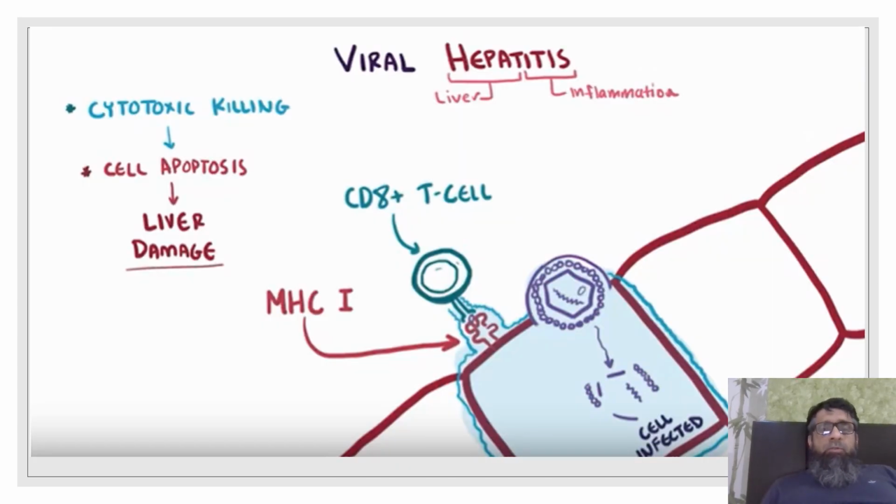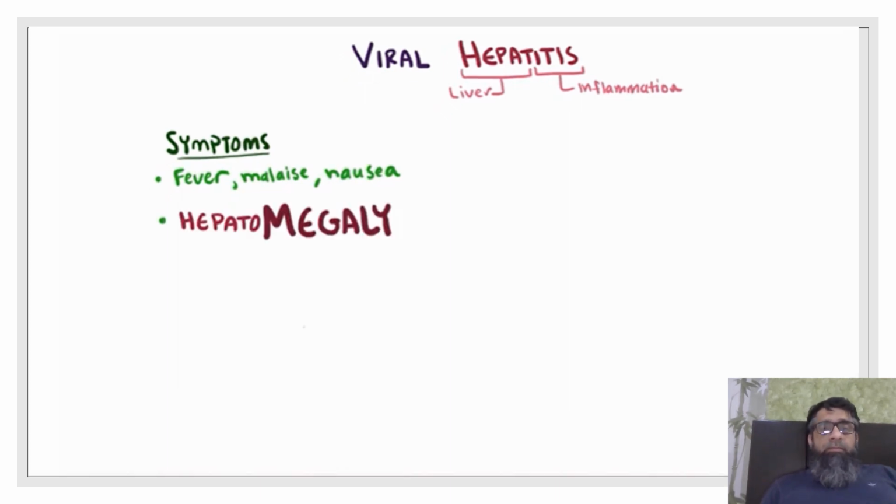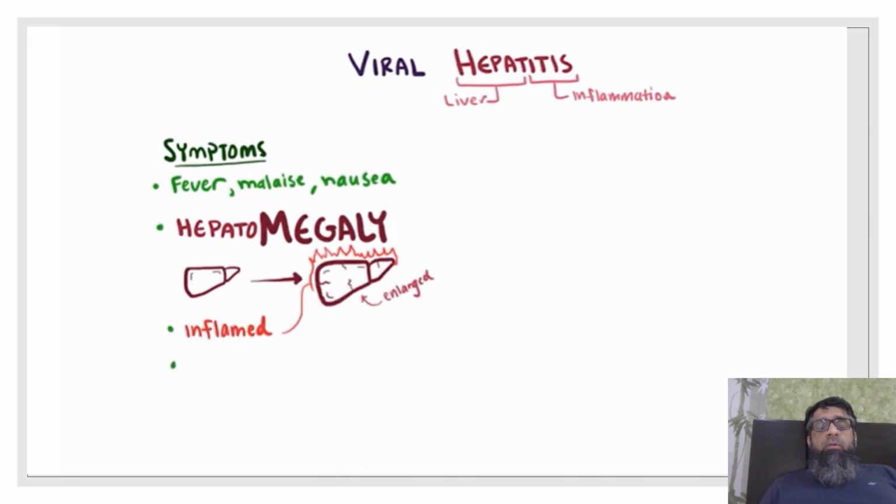When this process continues on a larger scale, the whole liver is damaged. And there will be symptoms, of course, like fever, malaise, nausea, and there would be hepatomegaly. Hepatomegaly is because of continuing inflammation. When the liver enlarges, there is stretch on the liver capsule, which causes tenderness.